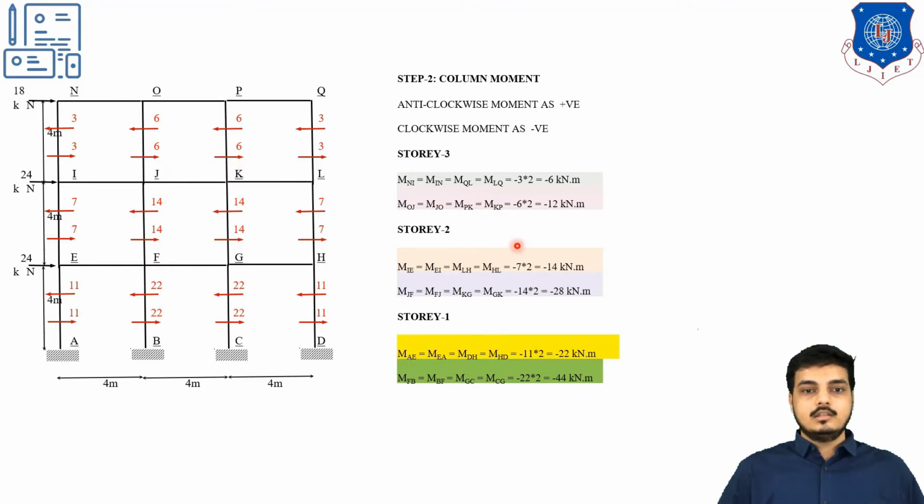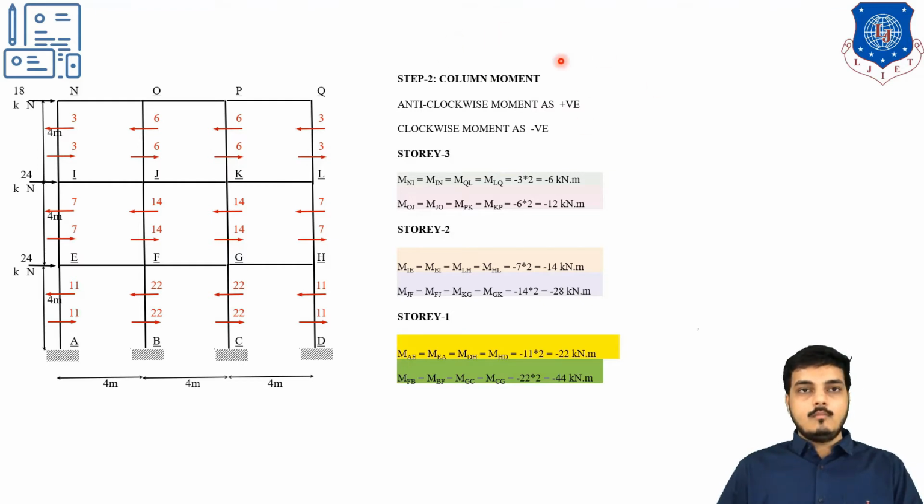The forces are similar. So 6 into 2 is nothing but 12. Similarly for story 2, if I am standing over here, 7 multiplied by 2 is 14. So first one is 14. 14 multiplied by 2 is 28. So second is 28. So we have found out till here. Now at the last, 11 multiplied by 2 and here 22 multiplied by 2. So we have found out the column moment. It's quite simple steps. Just need to keep in mind the direction as well as the sign which we have assumed.